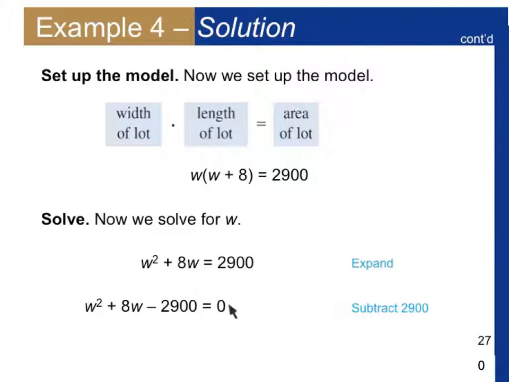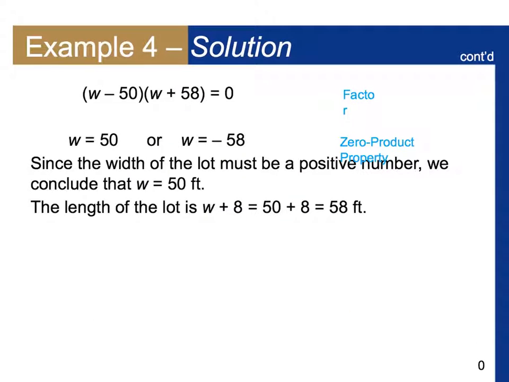So remember, with quadratics, we want to get 0 on one side and try to factor this. And in fact, we can factor this. W minus 50 times W plus 58 equals 0. This is the factorization of that quadratic. So we get two solutions, W equals 50 or W equals minus 58.